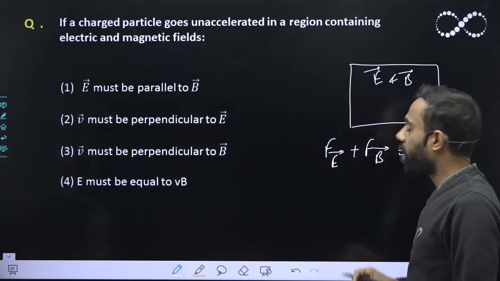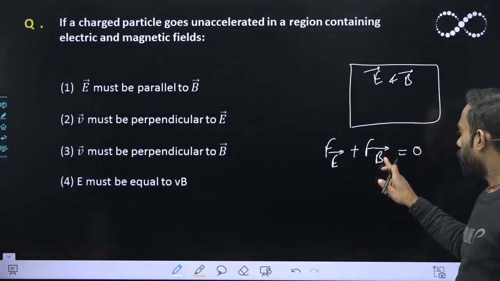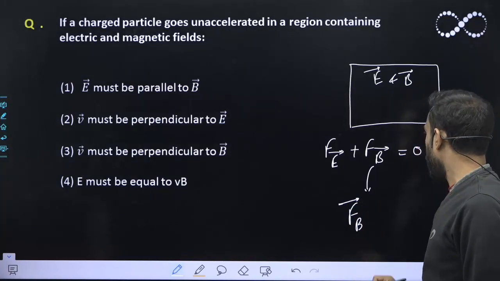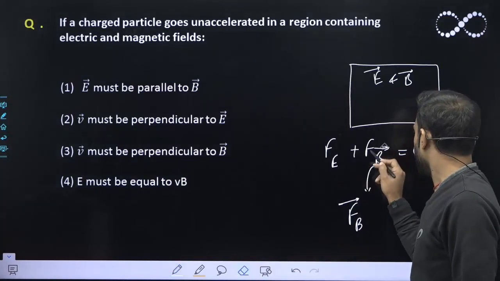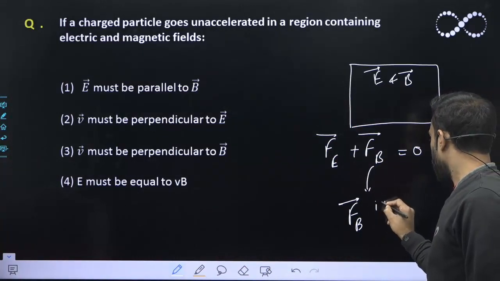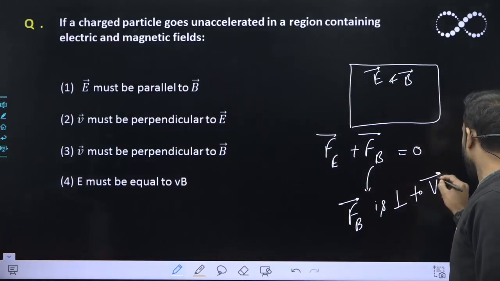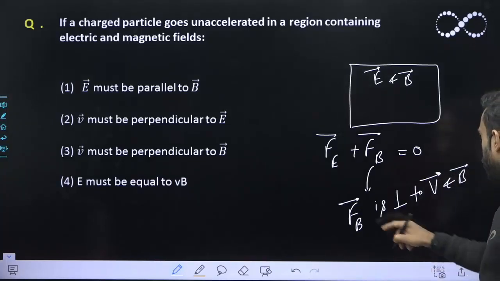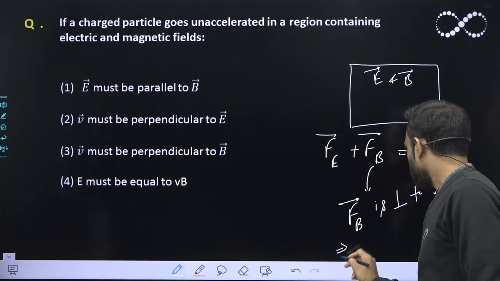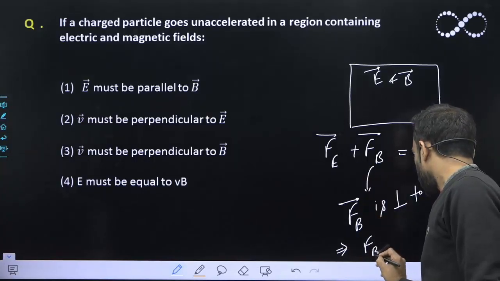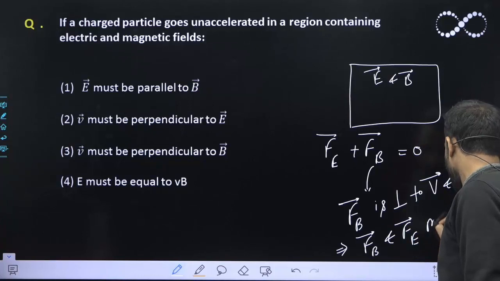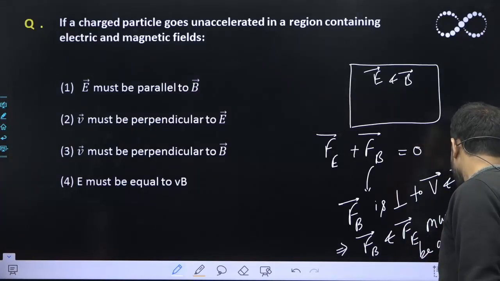So the force due to magnetic field is perpendicular to B vector. That is FB if I write here. So the force due to magnetic field is perpendicular to velocity vector and B vector. This force is perpendicular to velocity and B. And the second thing I can say is that the force due to B vector and the force due to E vector must be anti-parallel.